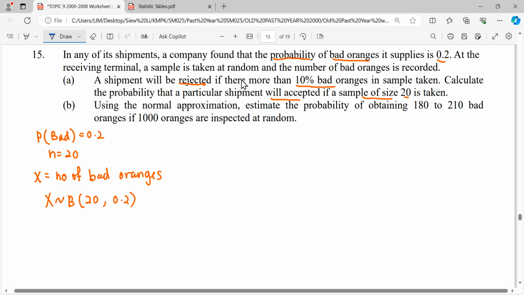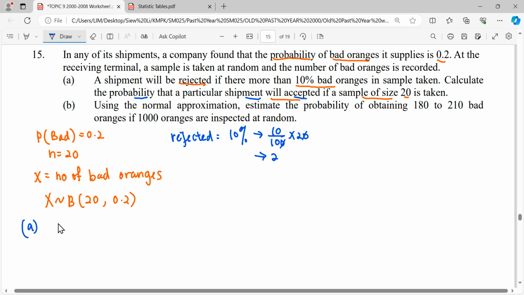So now we want to calculate the probability that the shipment will be accepted. It will be rejected if we have more than 10% bad oranges. So 10% of the bad oranges means 10 out of 100 times 20 of the sample, so here it will give us 2. So it means that if your bad oranges are more than 2, we are going to reject this shipment. But now they want to calculate the probability for this shipment to be accepted.